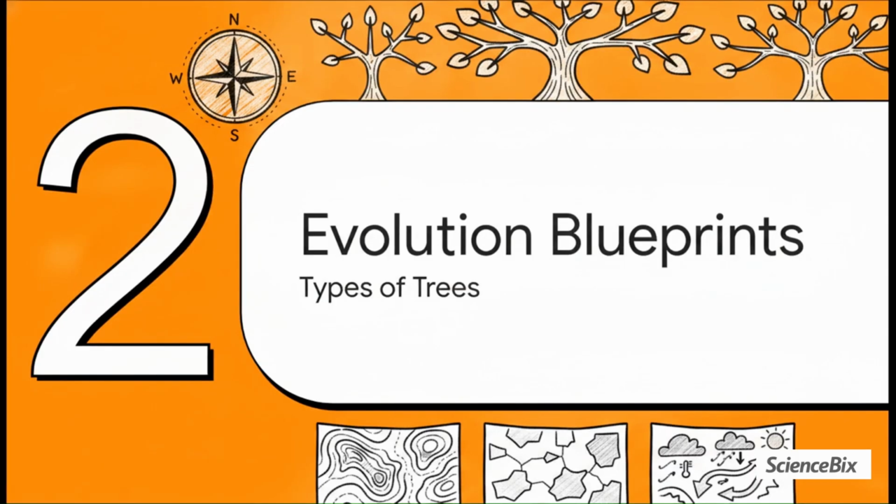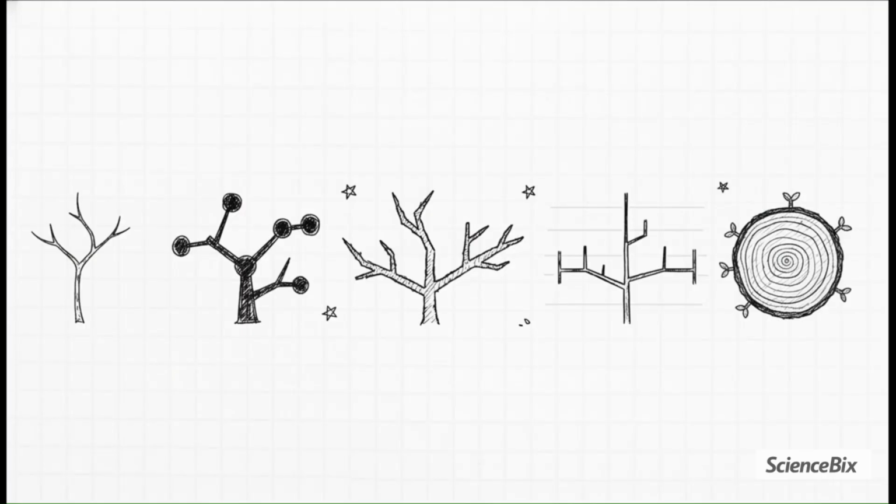Let's look at the actual blueprints of evolution, the types of trees we use. Just like a real-world cartographer has to choose between topographical or climate maps depending on what they actually want to show, biologists use different evolutionary blueprints to solve different puzzles. There are 5 major ones you should know.